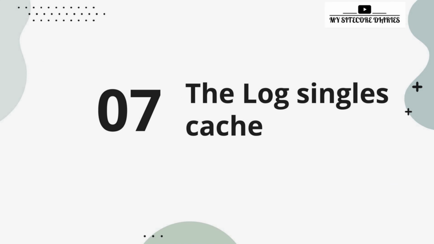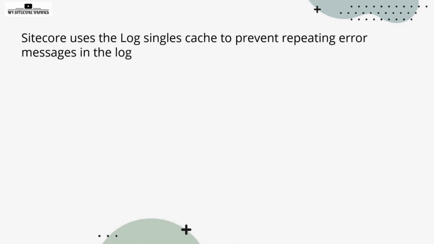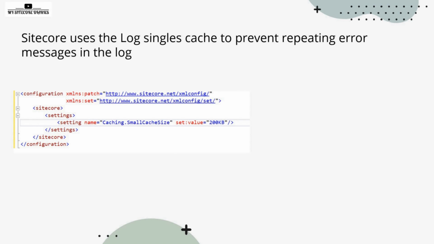Now, the log signal cache. This is also a very interesting topic. Sitecore uses the log signal cache to prevent a repeating error message in the log. What do you mean by a repeating error? Assume there is an item which is throwing some error, and you try to access it again and again, so the error comes again and again. So it is a repeating error in the logs. To avoid that, you can have it logged only as a single error. For that you can use this cache.